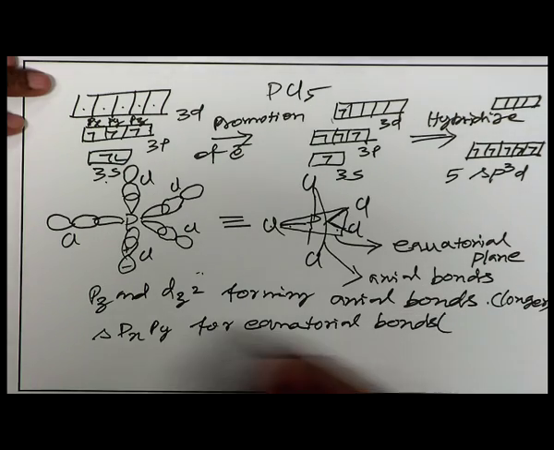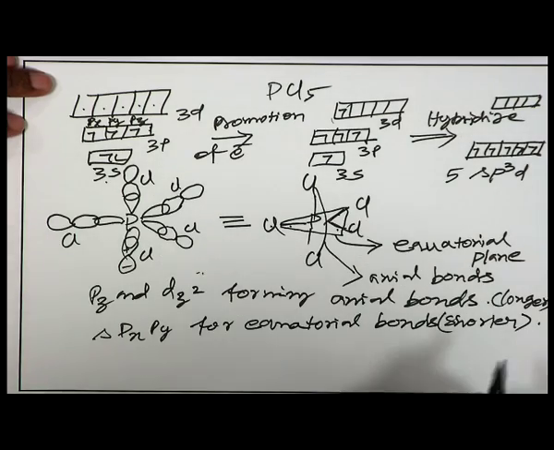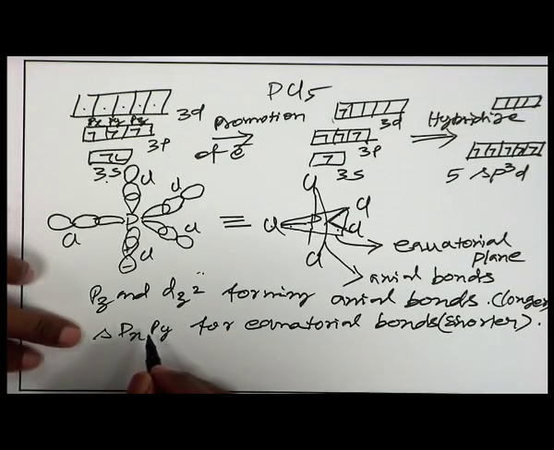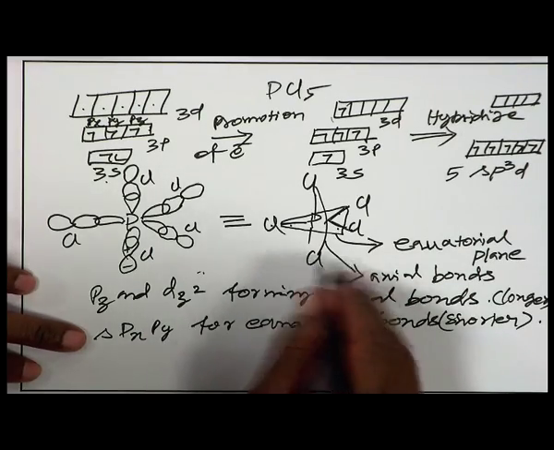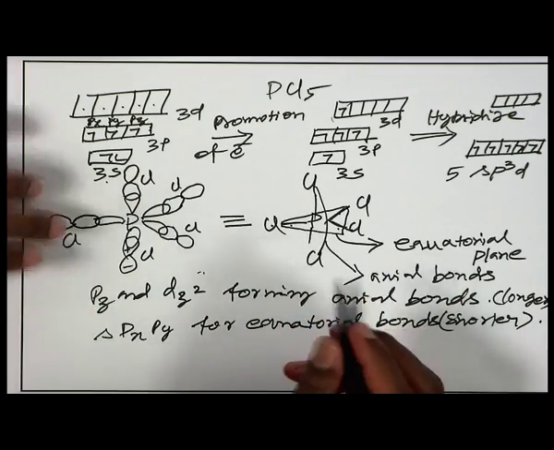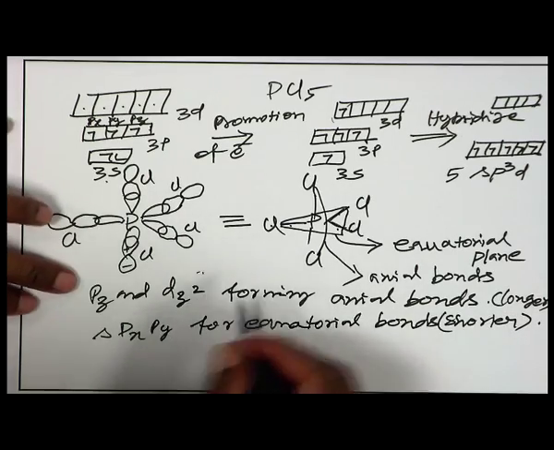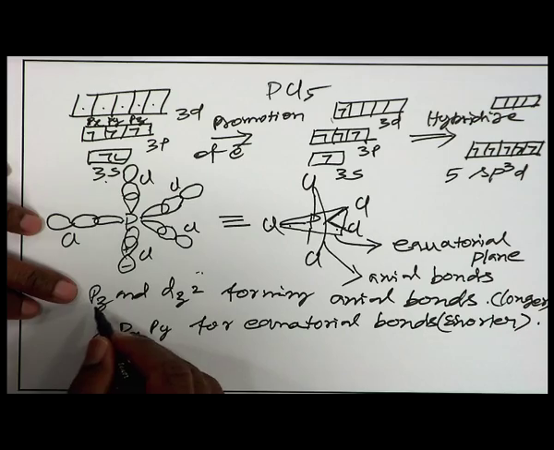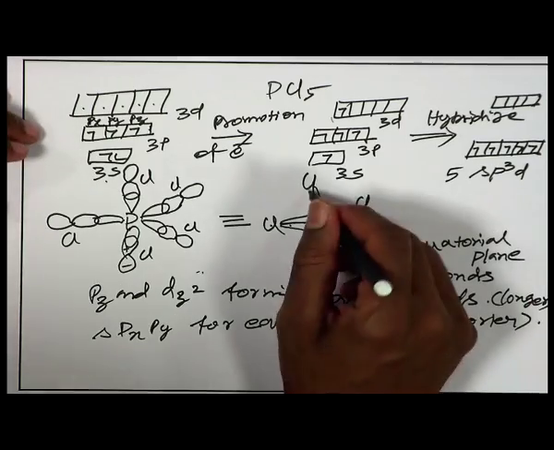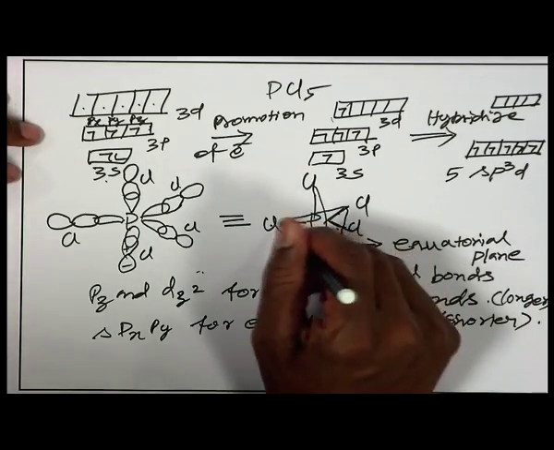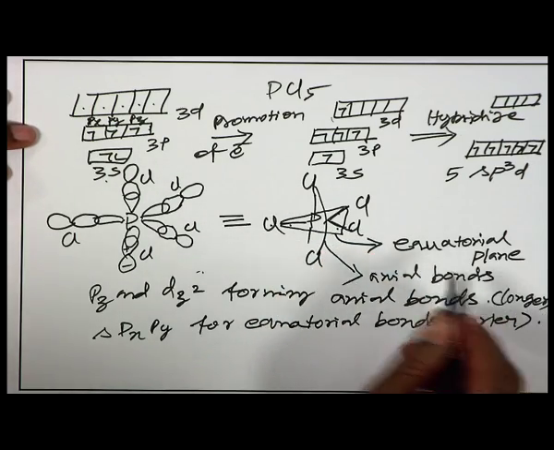Okay. These bonds are shorter, because the overlap of the sp2 hybridized orbital with the chlorine p orbital is greater compared to the overlap formed between the chlorine p orbital and the pz and dz square orbitals. This can also be explained as a result. These two bonds are longer compared to the phosphorus chlorine bond of the equatorial bonds.